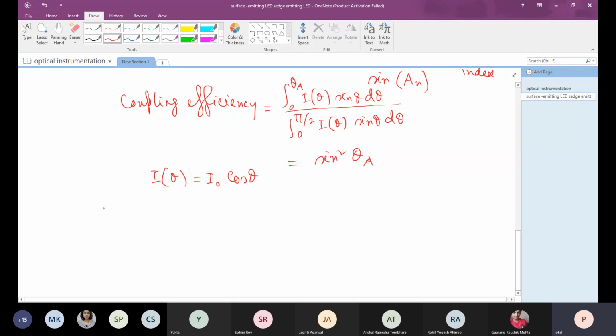Typical optical fibers have theta A around 10 to 15 degrees. So the coupling efficiency would be like 5%, 6%.